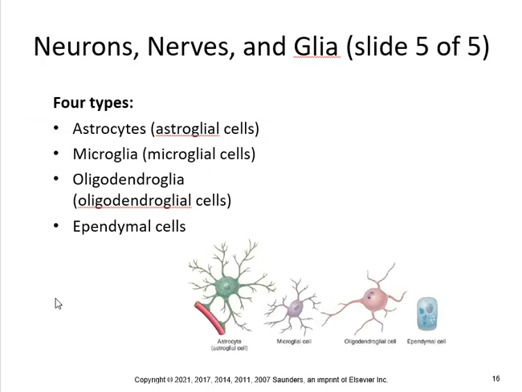There's 4 types of glial cells. Okay, there's astrocytes, which are astroglial cells. There's microglial cells, oligodendroglia, which are oligodendroglial cells, and ependymal cells. These are supportive, protective, and connective cells of the central nervous system.